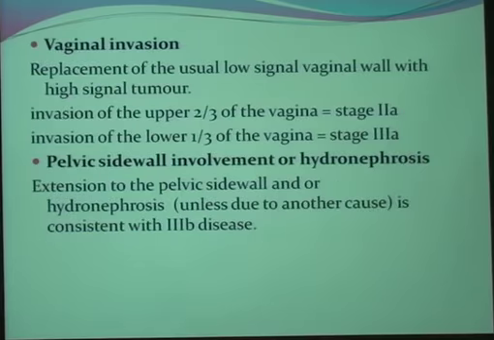presence of parametrial infiltration. Vaginal invasion is the replacement of the usual low-signal vaginal wall with high-signal tumor. Invasion of the upper two-thirds would be stage 2A and the lower one-third would be stage 3A. Pelvic side wall involvement or hydronephrosis: extension into the pelvic side wall or hydronephrosis will upgrade the staging into stage 3.